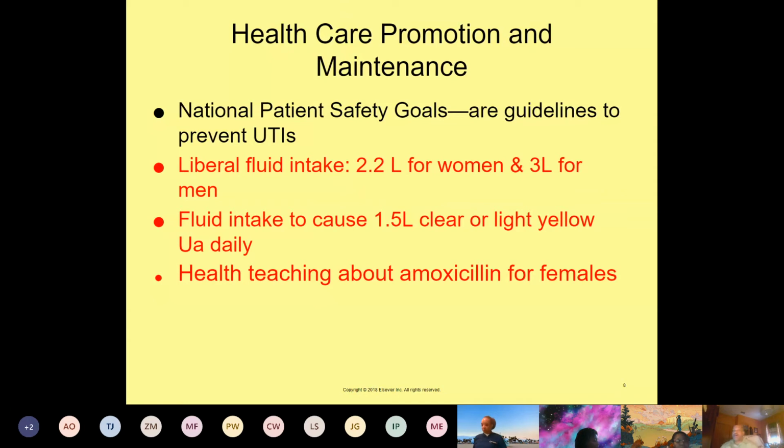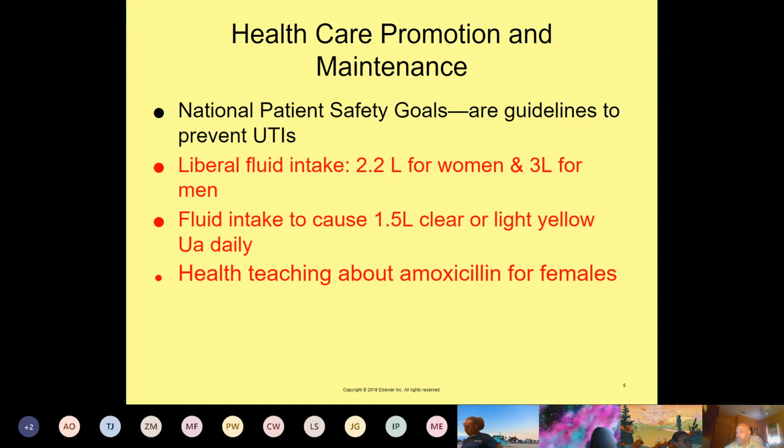So typically at home, they're using more of a clean technique, because there are less resistant forms of organisms in the home as opposed to the hospital. In the hospital, you definitely have to use sterile technique, but in the home setting, it's more of a clean technique that they use.